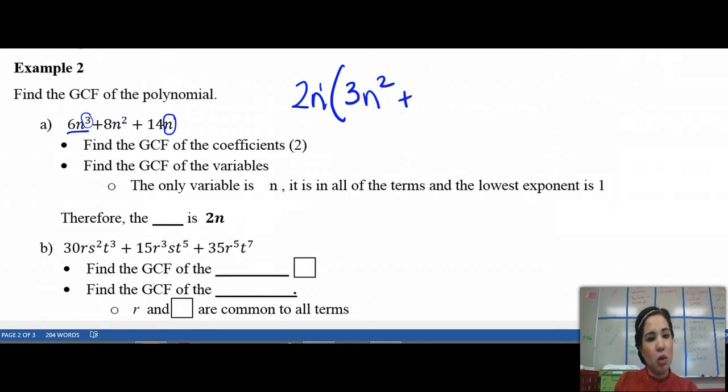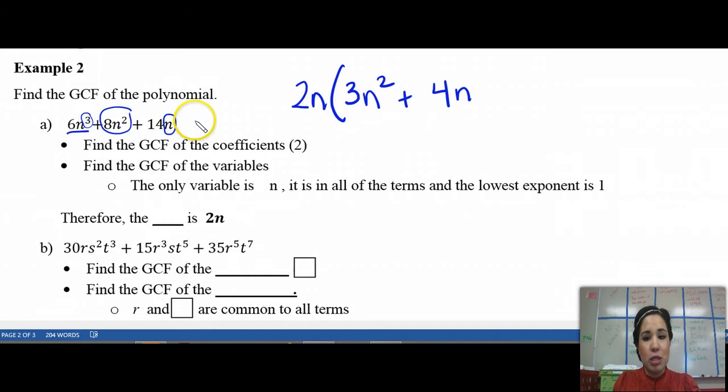Okay, then I'm going to go to the next one. In the next one, I have 8n squared. I divided by 2, so I should be multiplying by 4. What can I multiply to get n squared? Well, right now there's an imaginary 1, so n times n should give me n squared. So I should put an n right here.